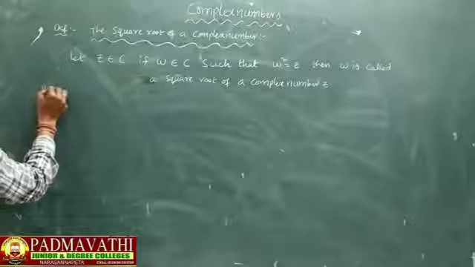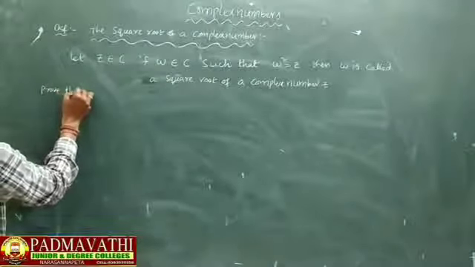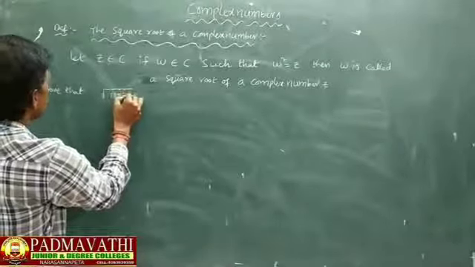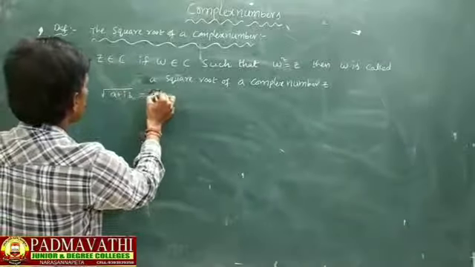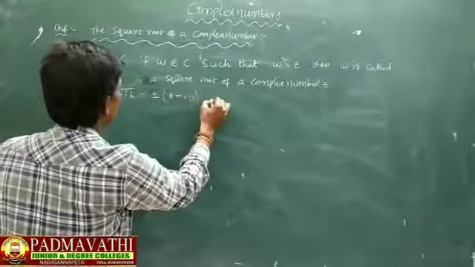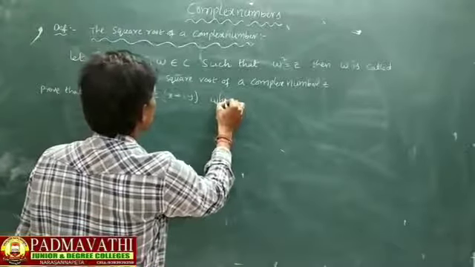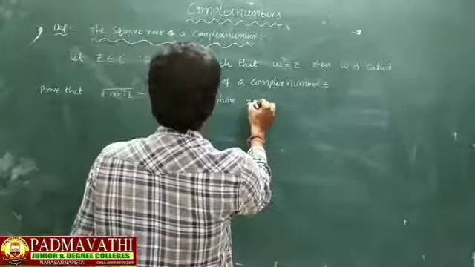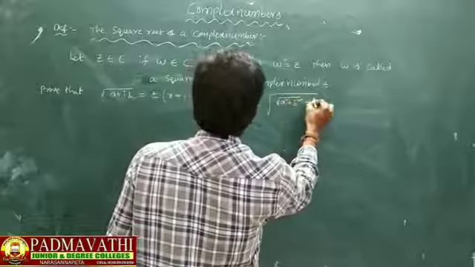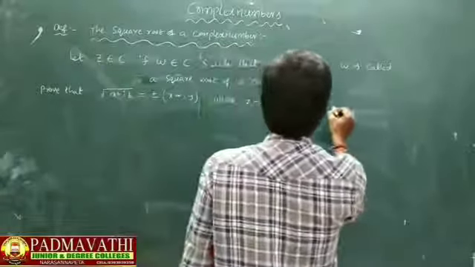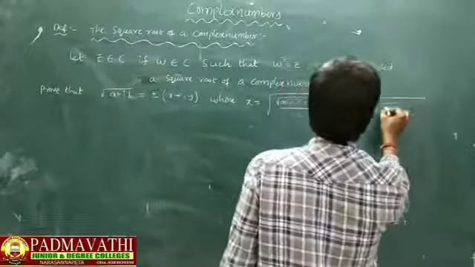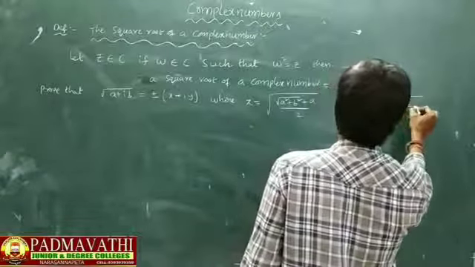Now prove that the square root of a plus ib equals plus or minus (x plus iy), where x equals the square root of (root of a square plus b square, plus a) by 2 and y equals the square root of (root of a square plus b square, minus a) by 2.